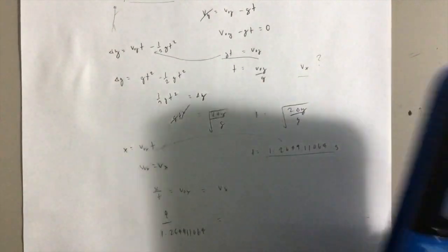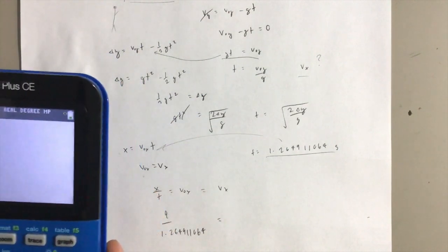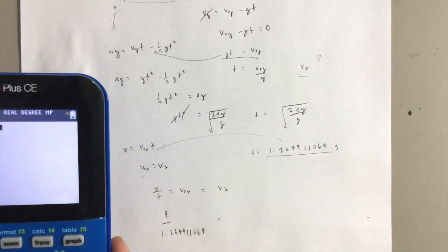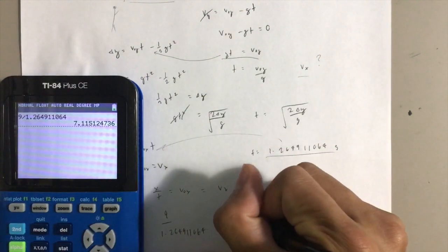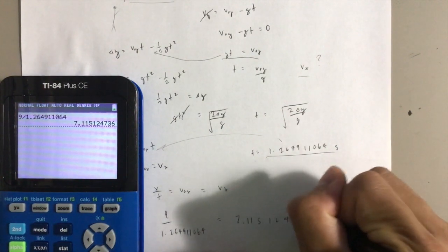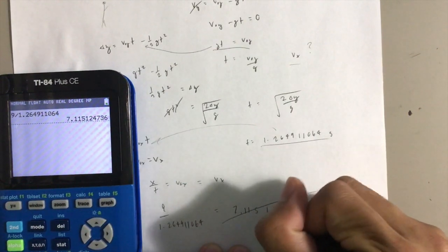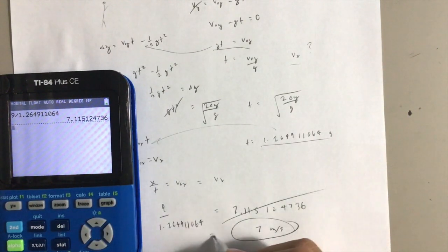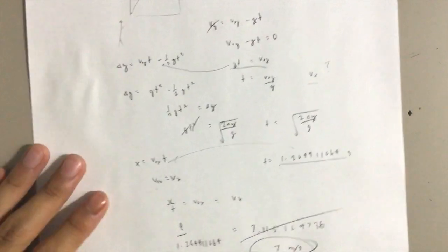And what's the answer? Well, 9 divided by 1.264911064. I could have just used the answer button, but it's okay. It's 7.115124736. And you know what? Just one significant figure. I don't care anymore. It's 7 meters per second. Wow, and that's our answer. That's the speed of the pebble when it hits the window. Isn't that amazing? And it only took about a page of work.